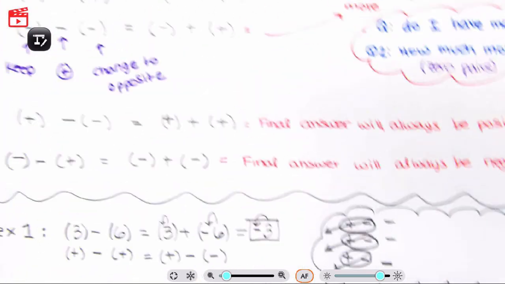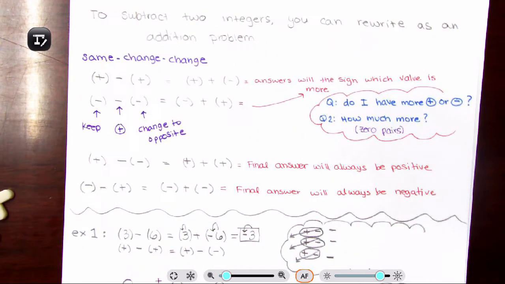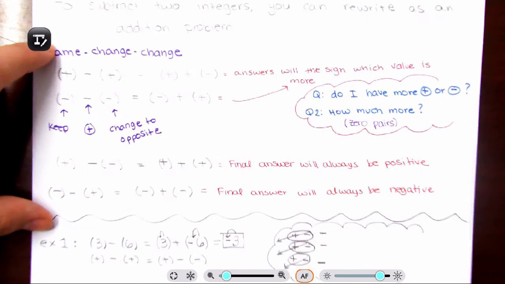Make sure that you have your little cheat sheet written out. This is your cheat sheet. These are your rules. Make sure that you know how to apply your rules.